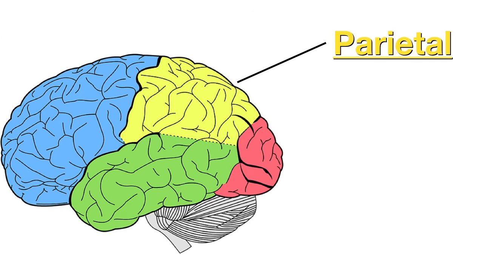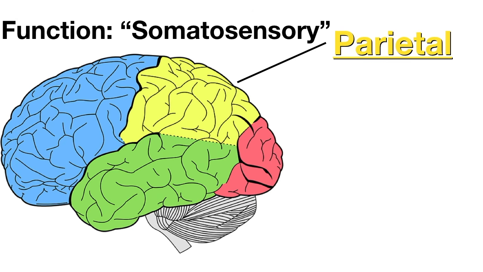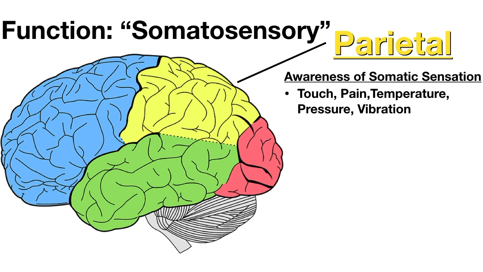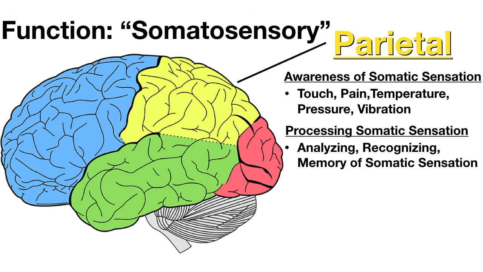Whenever you think of the overall function of the parietal lobe, think of the word somatosensory. So what exactly does this mean? Well, the parietal lobe is going to be involved in awareness of somatic sensation. This will include touch, pain, temperature, pressure, and vibration. It's also going to be involved in processing and analyzing this information, as well as storing it as memory so we can recognize it in the future.